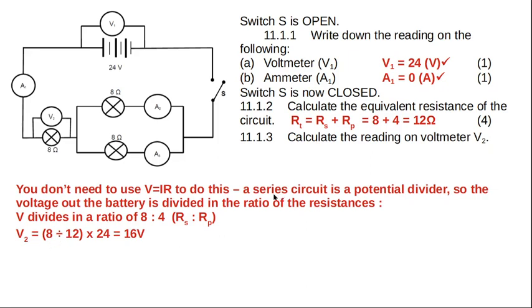So because a series circuit is a potential divider, we say in the ratio of 8:4, the total is 12. So 8/12, yeah, remember ratios, 8 plus 4 gives you 12, and this is 8/12 of the total. So 8/12 of 24, 16 volts. So you can do it with V equals IR, but you also need to learn how to do it with the circuit as a potential divider.